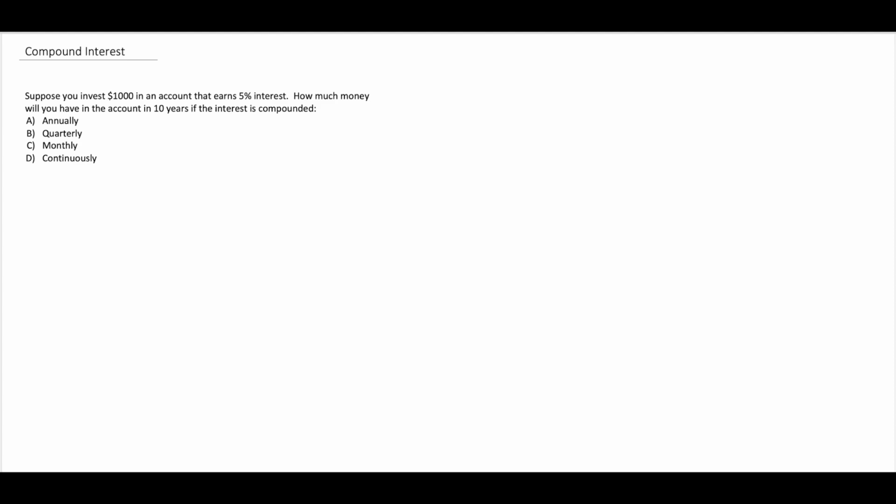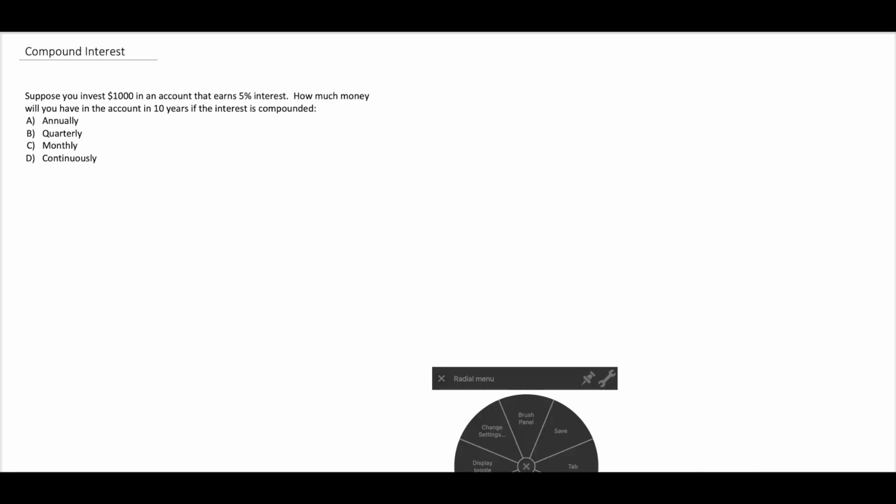Let's discuss applications that involve compound interest. So first, let's talk about a couple formulas that we're going to use in this section. We're going to use the compound interest formula: A is equal to P times (1 plus R over N) to the N times T power.